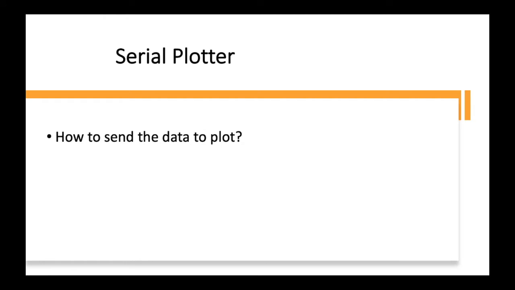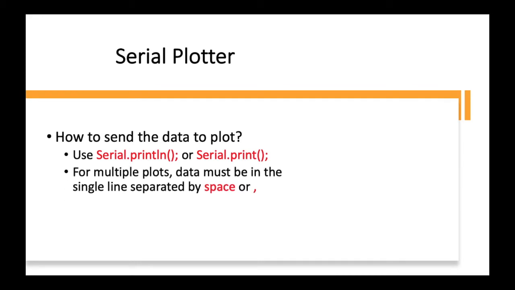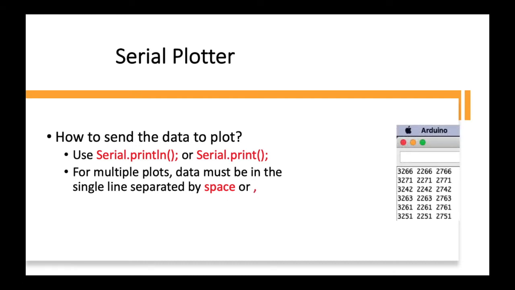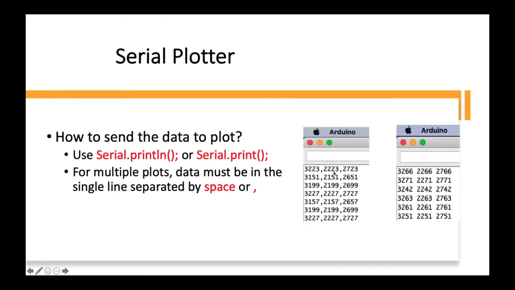Now, how to send the data to plot? The data is to be sent using these two functions. If you want to send multiple data, say three different values, then you have to send those values space separated or comma separated in the same line, which looks something like this. Here you can see this is a value from sensor A, this is from sensor B, and this is from sensor C. If you want to plot these values over the serial plotter, you have to send them either separated by space or separated by comma in the same line.